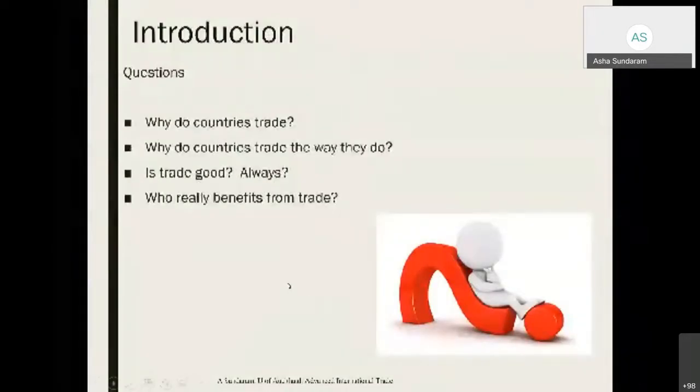Okay, so now there are going to be some questions that we're going to keep coming back to throughout today and then also tomorrow as we're talking about the models. As we talk about the trade models, we will keep these questions at the back of our minds. The first thing we're going to ask is why do countries trade? Is trade a good thing? Why do they do it?